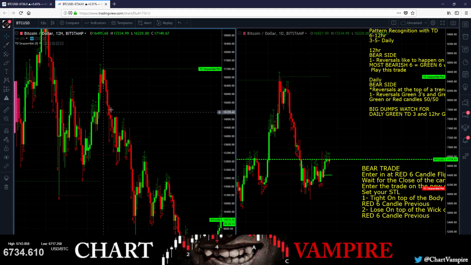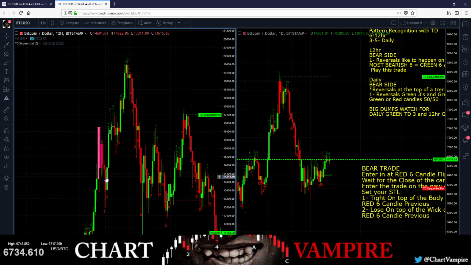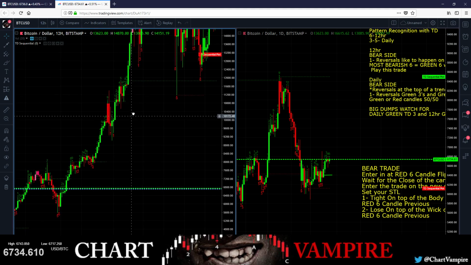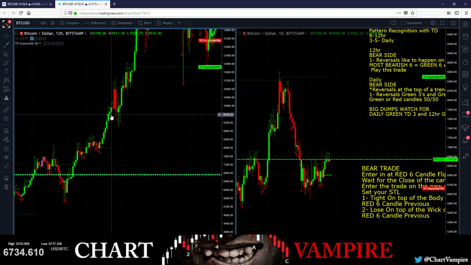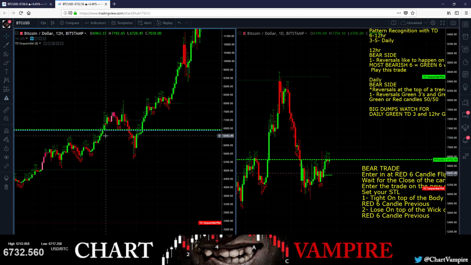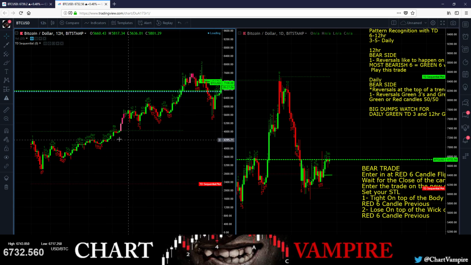And nope, green 6, red candle. Green 6, red candle. Green 6, green candle, continuation. Green 6, green candle, continuation. Red 6, dive. Green 6.